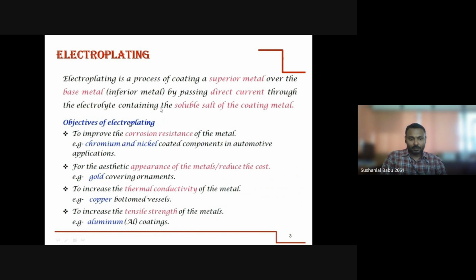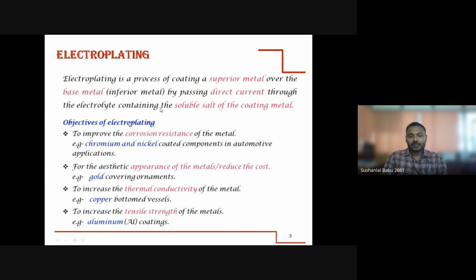And the third point is to increase the thermal conductivity of the metal. So you might have seen in kitchen utensils that some of the kitchen pans will be coated with copper. Extra coating of copper will be provided at the bottom of the vessels for improving thermal conductivity, it will increase the efficiency while cooking.